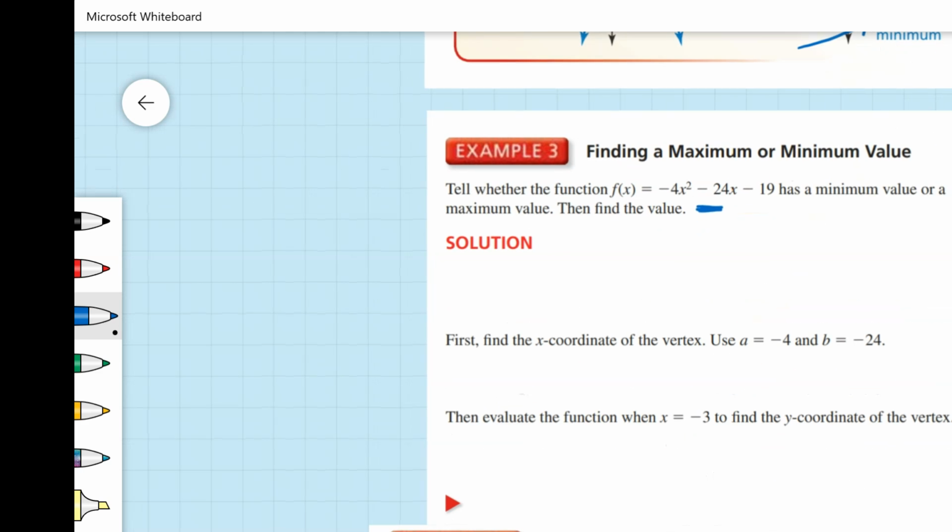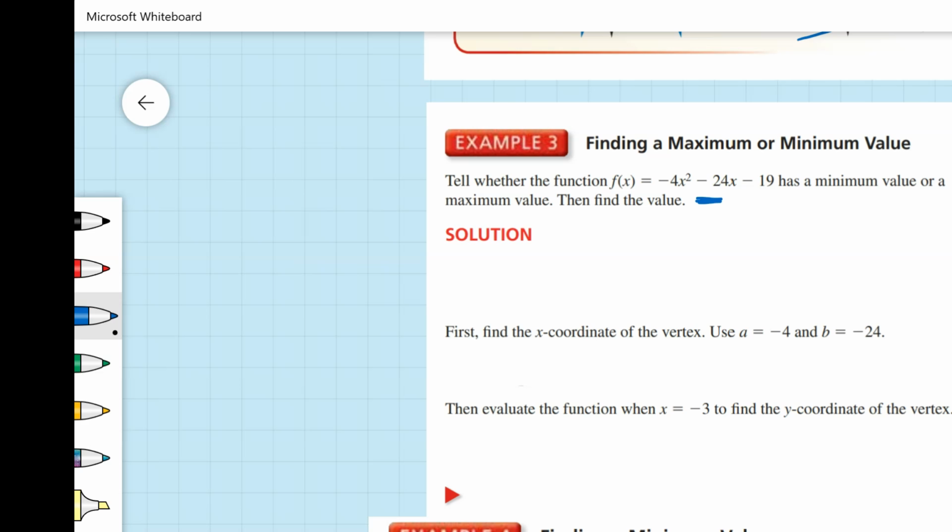Finally, looking at this last example, finding a minimum value. It says the suspension cables between the two towers of the Mackinac Bridge in Michigan form a parabola that can be modeled by y equals 0.000098 x squared minus 0.37x plus 552, where x and y are measured in feet. What is the height of the cable above the water at its lowest point?